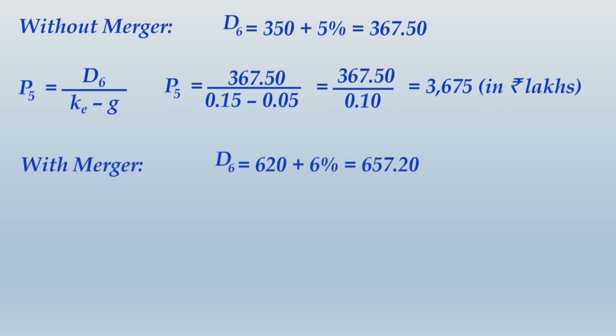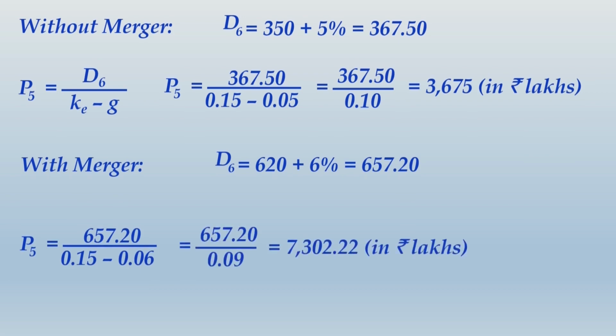D6 will be 620 plus 6%. First of all, because of merger, the cash flows of 5th year is considerably higher, that is 620, and on top of that, the growth rate does not remain 5%, the growth rate becomes 6%. As a result, D6 value comes to 657.20. Now, P5 will be D6 upon KE minus G, and when you apply these calculations, what you get is 7302.22 in rupees lakhs. So friends, write up these calculations also, and then we shall move ahead.